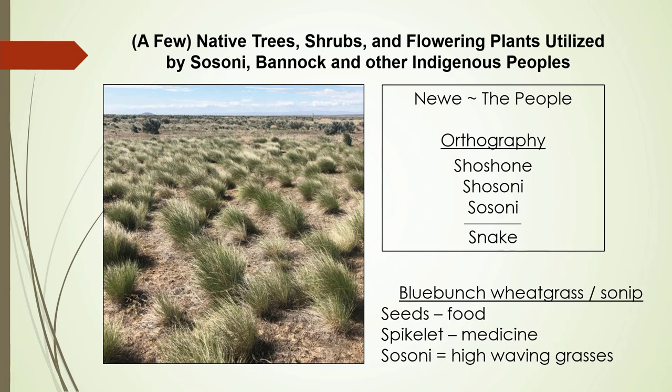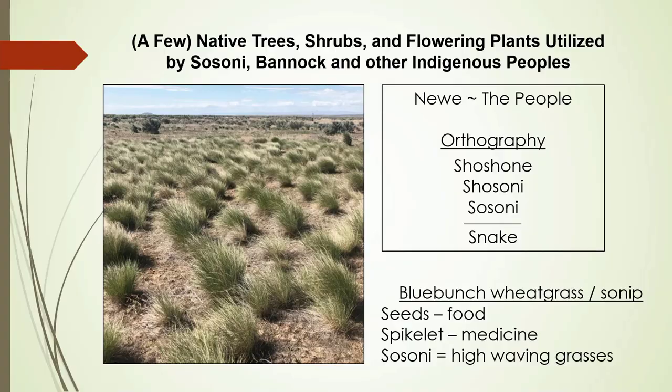The Shoshone people didn't refer to themselves as Shoshone people. They referred to themselves as Nuwa, the people, Nuwa. Other people call them Shoshone. It turns out, and I didn't know this until I was researching this program, but blue bunch wheatgrass, the Shoshone name for it, which you can see here on the right-hand side, is Sonip. And a variation of the word Sonip is Sosoni.